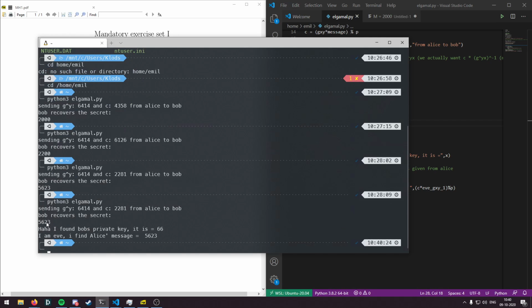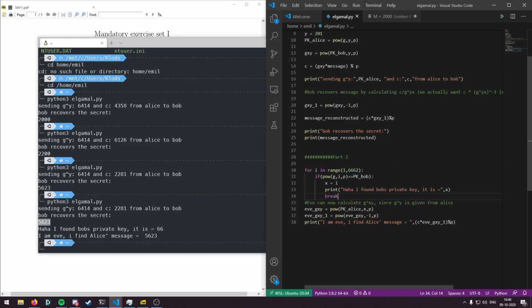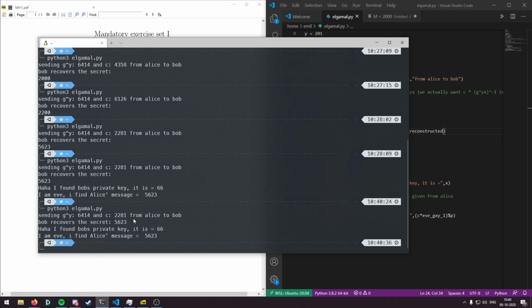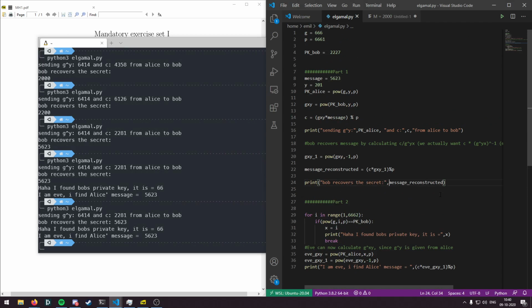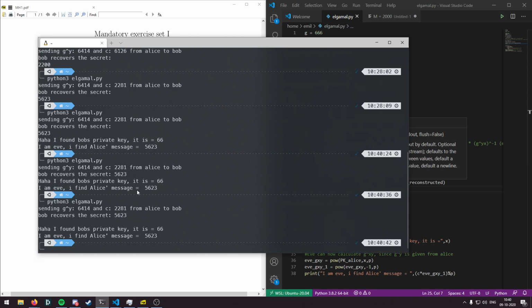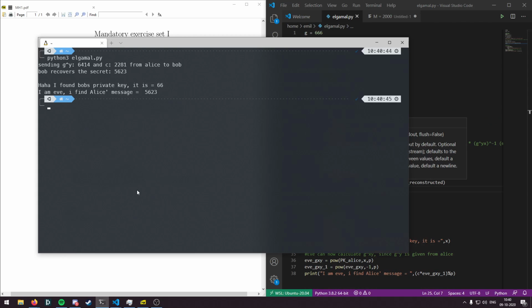Yes, and Bob recovers the secret like this. This could probably be on one line. Let's make it a bit neater, like this. And let's get one more print here to format it a bit more nicely. Let's clear this. So let's run. It looks like that. Sending g to the power of y, and so on. This is the first part.